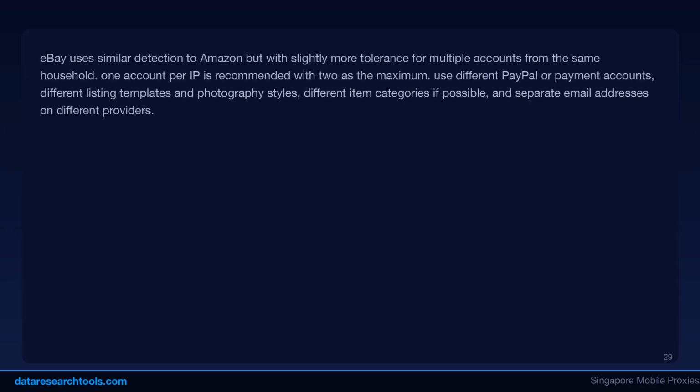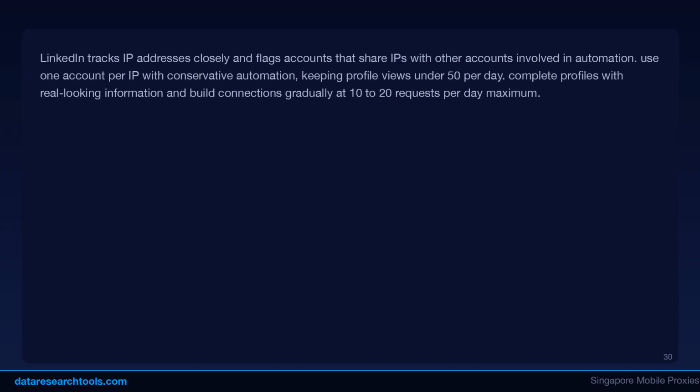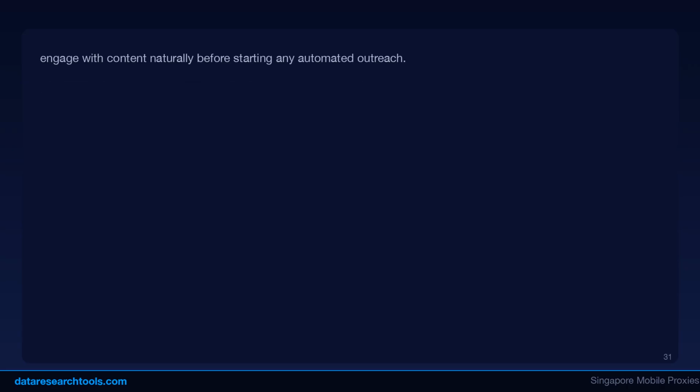LinkedIn tracks IP addresses closely and flags accounts that share IPs with other accounts involved in automation. Use one account per IP with conservative automation, keeping profile views under 50 per day. Complete profiles with real-looking information and build connections gradually at 10 to 20 requests per day maximum. Engage with content naturally before starting any automated outreach.